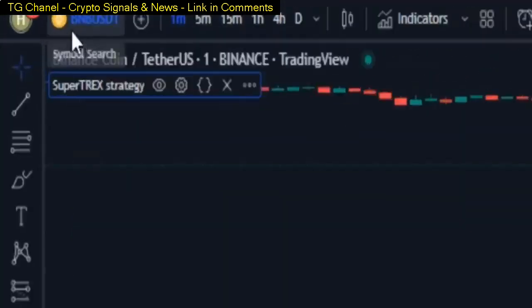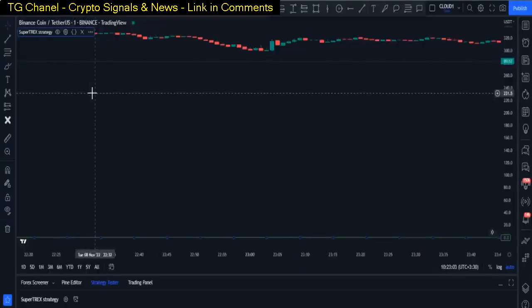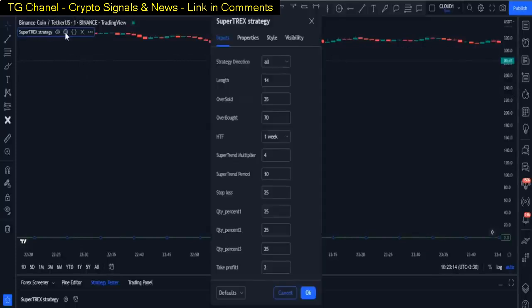I'm currently at the BNB chart with a 1 minute time frame. To be able to use this strategy for scalp trading, I need to go back to the Super Trek Strategy indicator settings. And in the Inputs tab, I've got to change the HTF option to the 1 hour or the 4 hour time frame. I prefer using the 4 hour time frame to get fewer fake signals, so I chose the 4 hour option and close the tab.